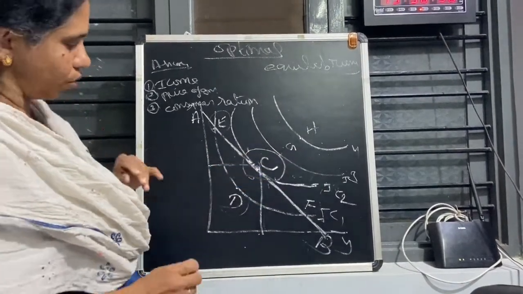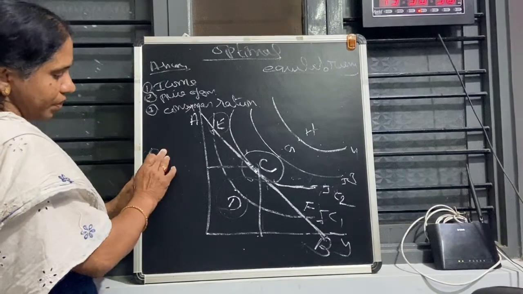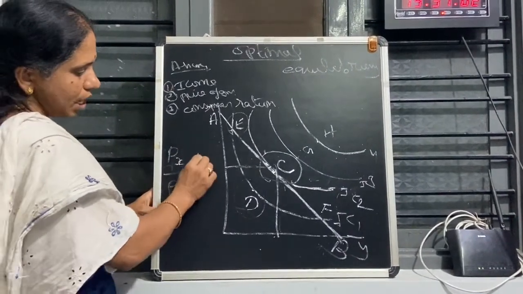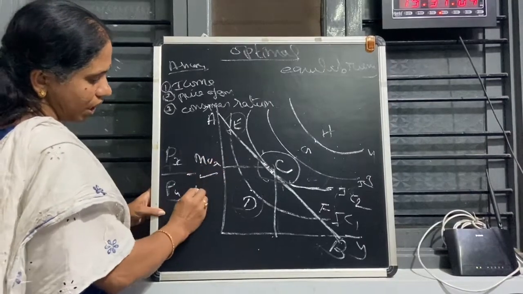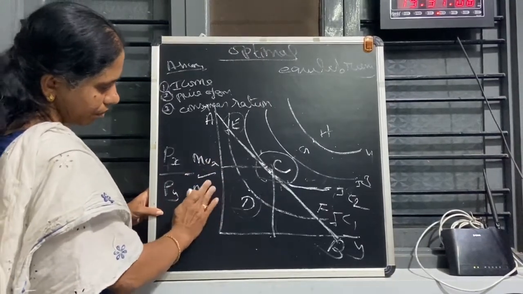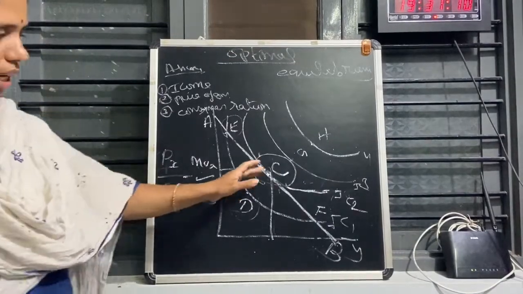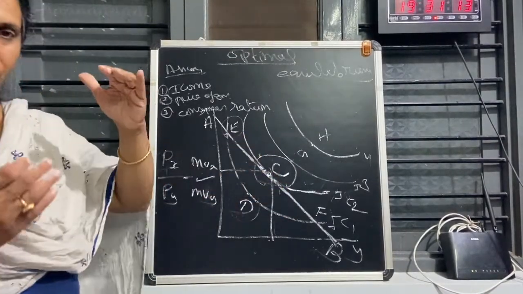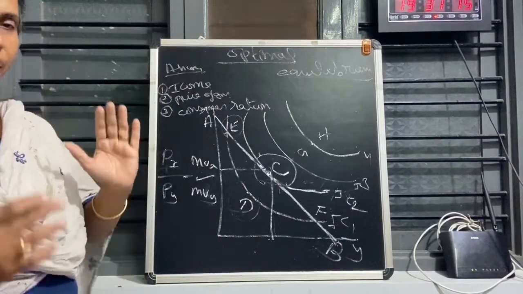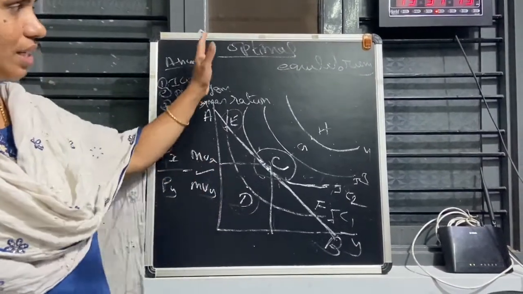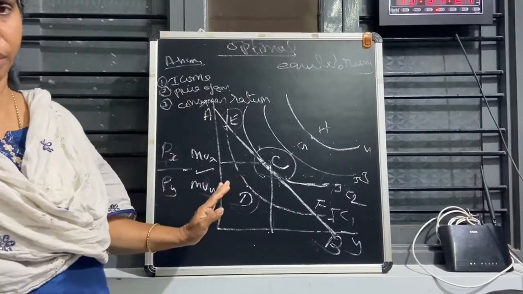Another thing, why C also? We can explain, see, the price of X and price of Y is equal to the marginal utility of X and marginal utility of Y. Since it satisfies that indifference curve theory, we are able to sacrifice one good for the other good, and with the limited income, he is getting the maximum satisfaction. This we call the optimal choice of consumer behavior.